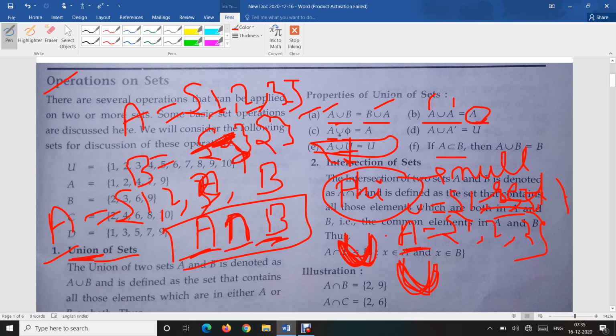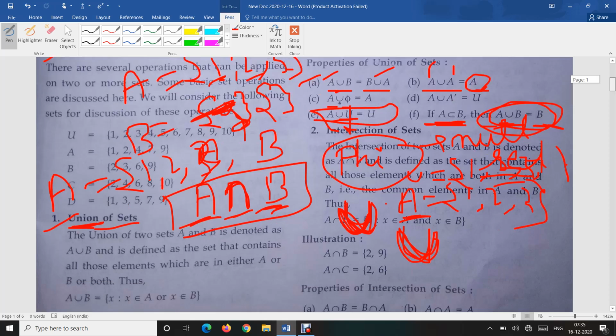Similarly, if A is a subset of B, then A union B is equal to B, because if you have the condition A is a subset of B, that means all the elements of set A are present in set B. That's why A union B is equal to B. Hope you understand this also.